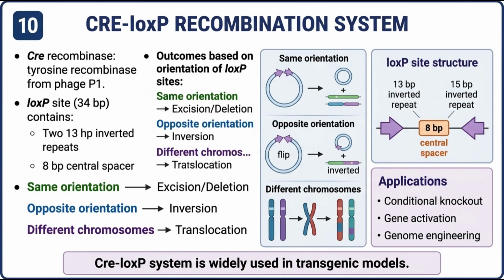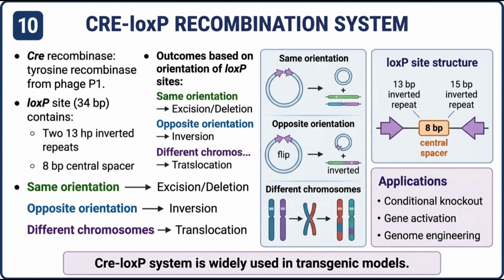Cre-loxP recombination system. One of the most important tools in modern molecular biology is the Cre-loxP recombination system. Cre recombinase is a tyrosine recombinase derived from bacteriophage P1. It recognizes loxP sites, which are 34 base pair DNA sequences containing 2 inverted repeats and a central spacer region.